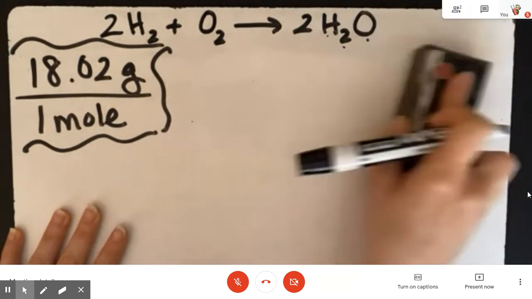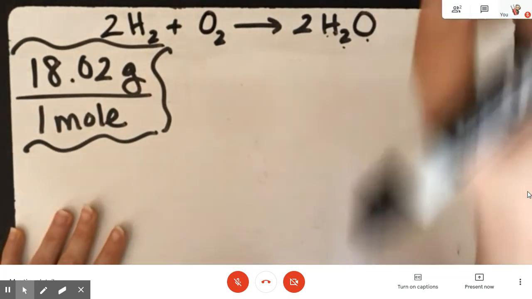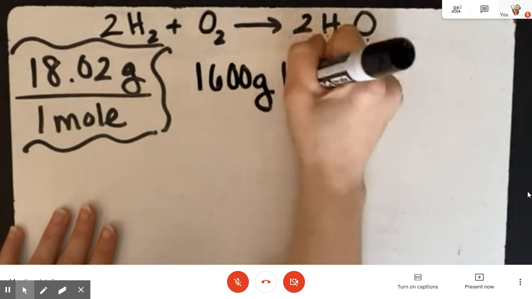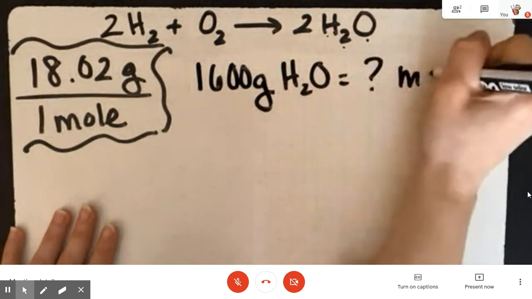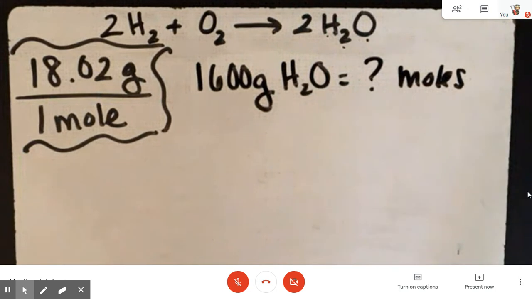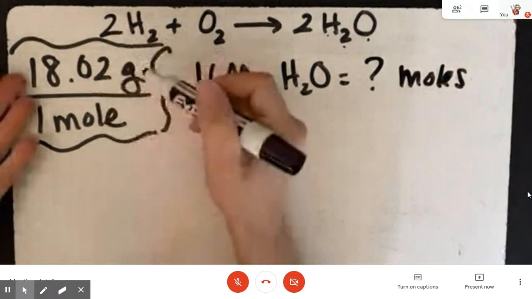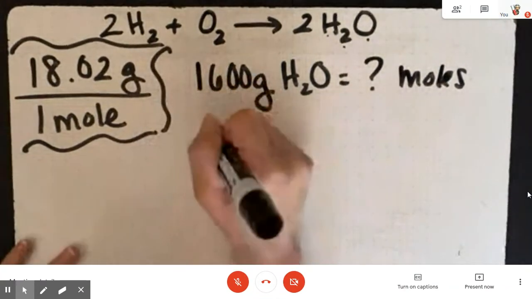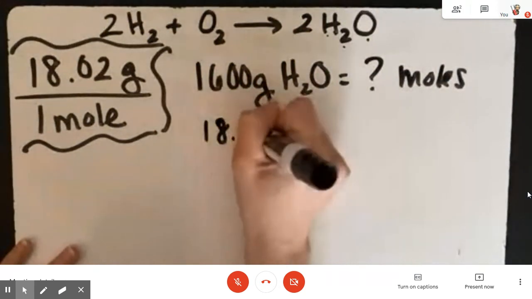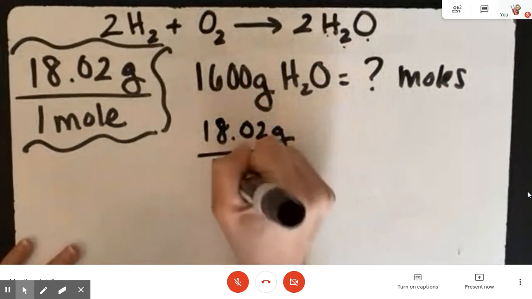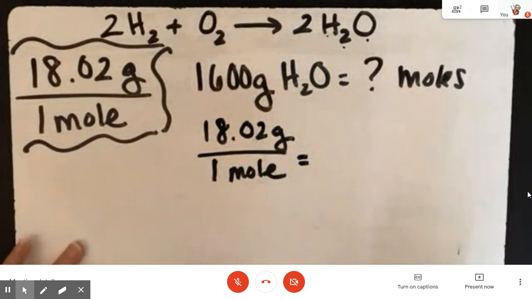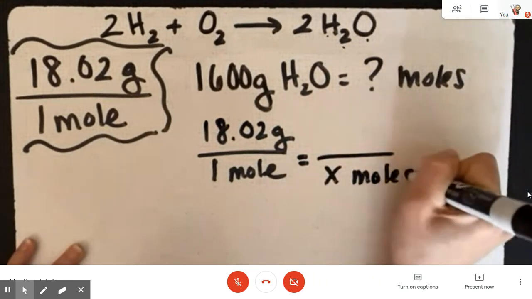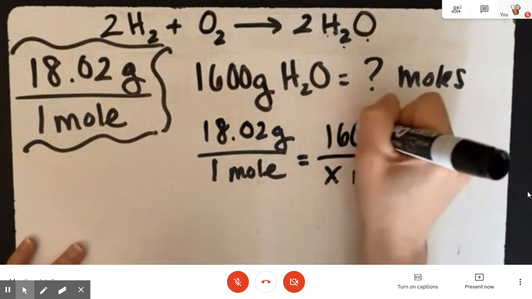Let's try another one. Just to practice. Imagine if we had 1,600 grams of water. How many moles would that be? And again, same proportion because this proportion tells us how many grams there are in every 1 mole. So what if I had 1,600 grams? How many would that be? So again, we say, all right, well, I know that I have 18.02 grams in every 1 mole of water. So how many moles would I have if I had 1,600 grams of water?